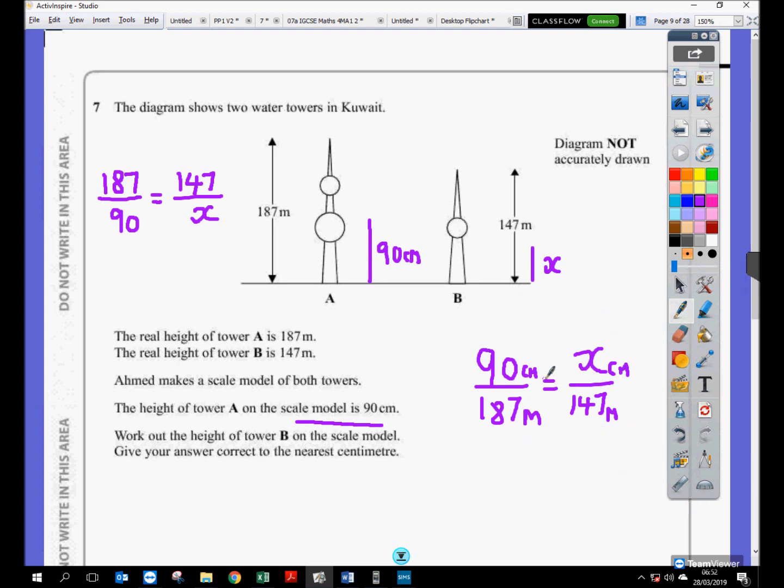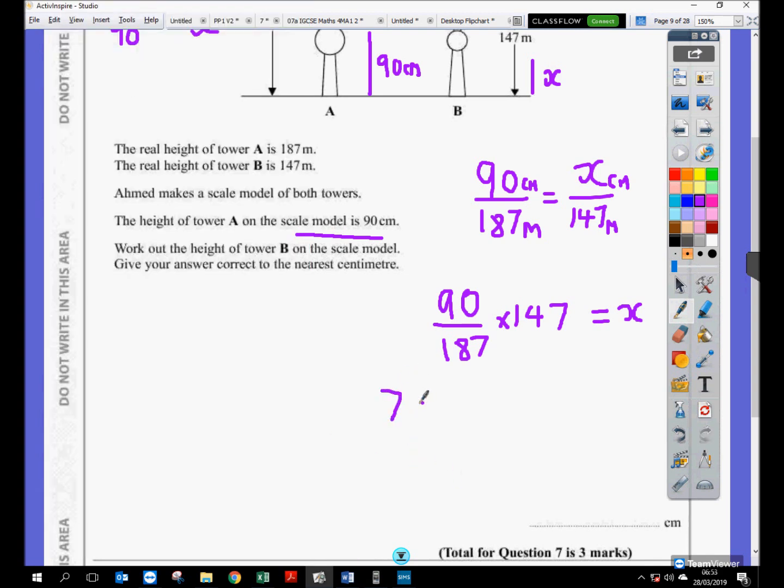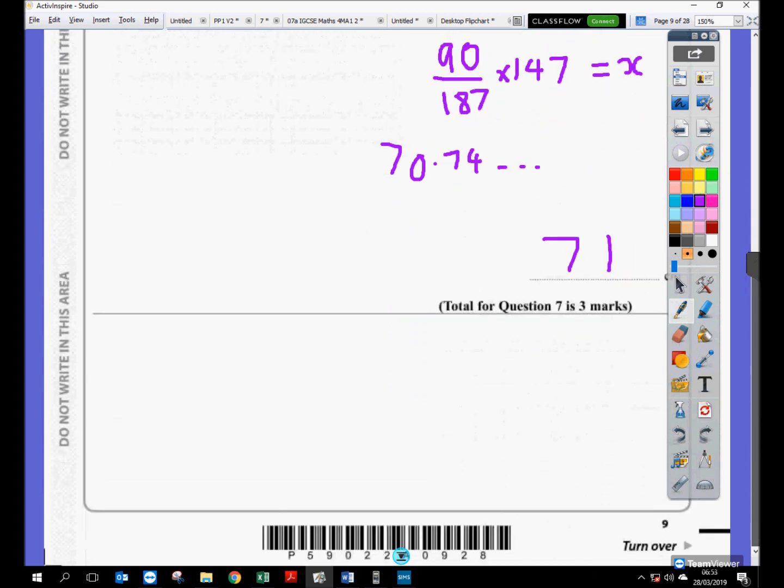And the reason I've opted for this version is because the x is in the numerator, and all I need to do to get x on its own now is to multiply the left-hand side by 147, and then I'm left with x on the right-hand side. Okay, so if I type this into the calculator, 90 over 187 multiplied by 147 gives me 70.74, etc. Give your answer correct to the nearest centimeter, 71.